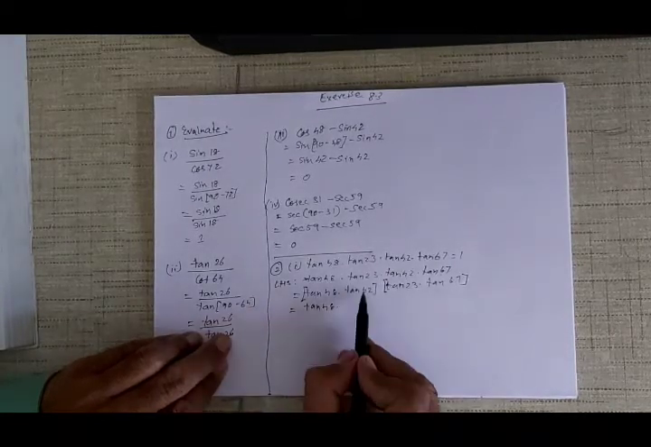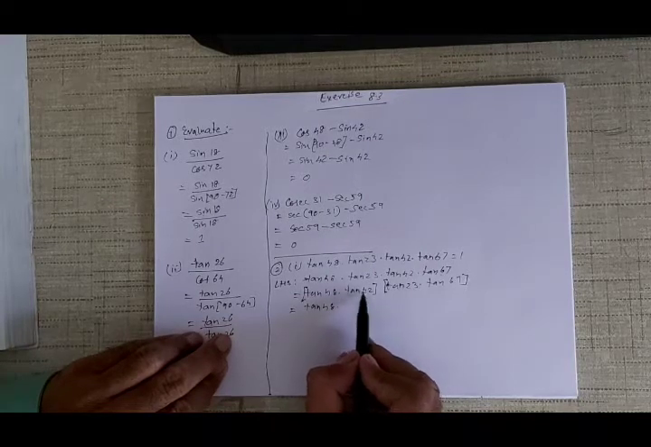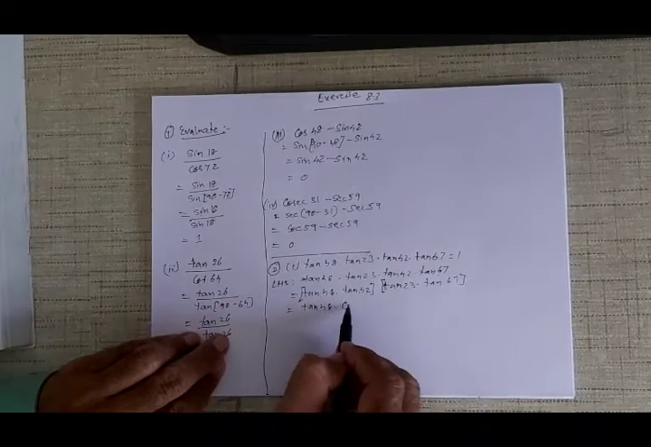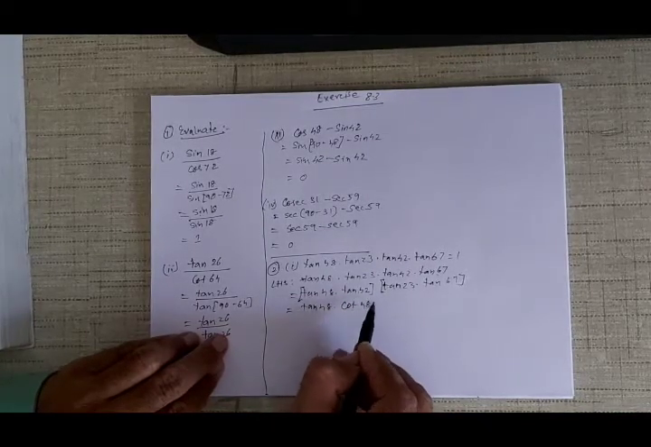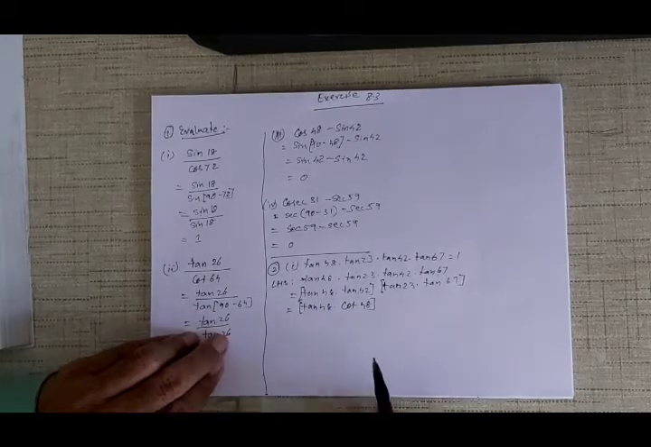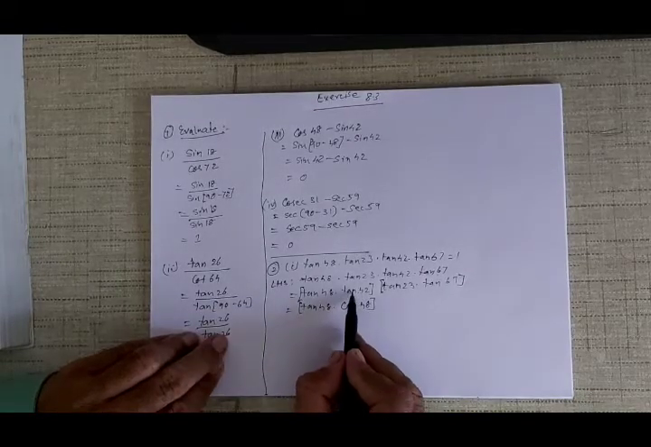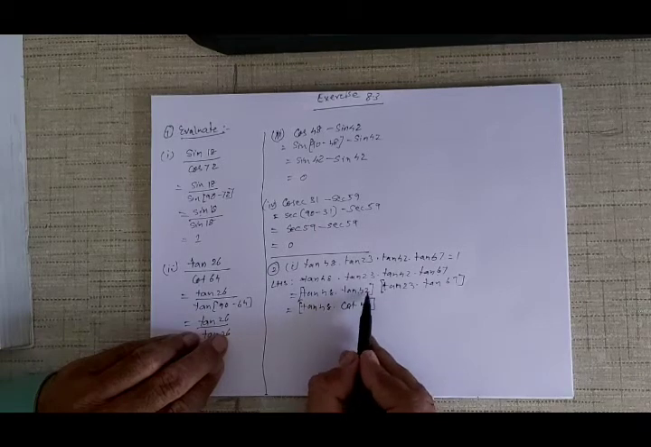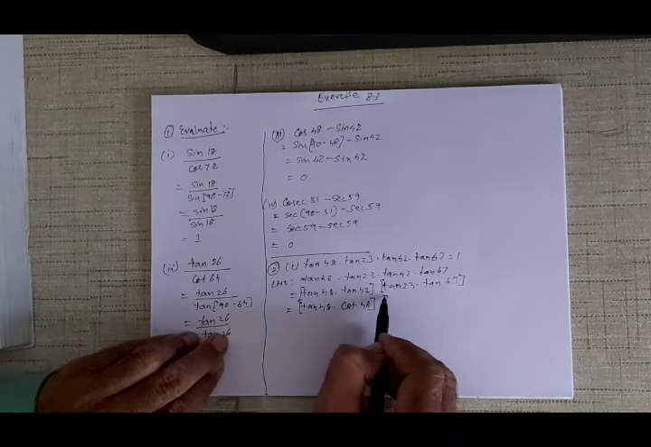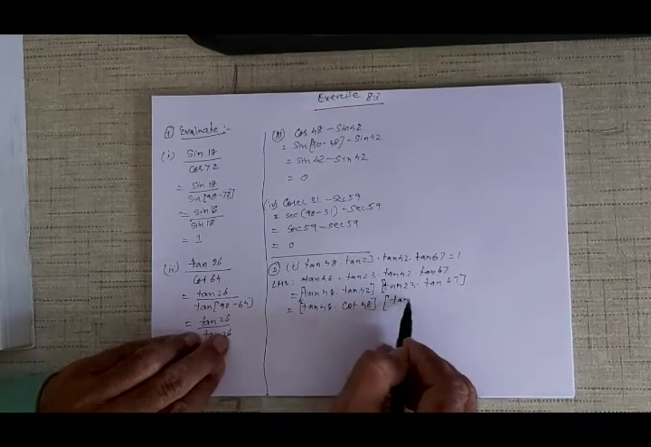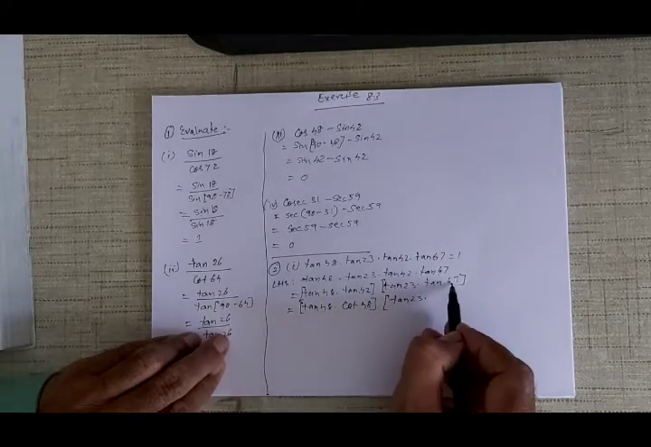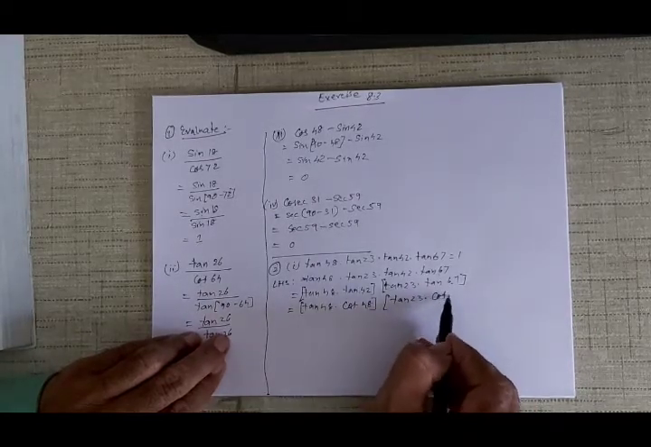Tan 42 can be written as cot 48. 90 minus theta. So I changed tan 42 into cot, 90 minus 42 is 48. Similarly here, tan 67 I changed into cot 23.